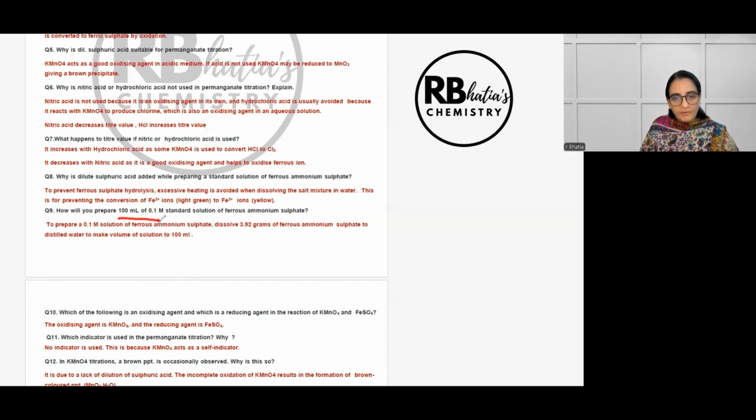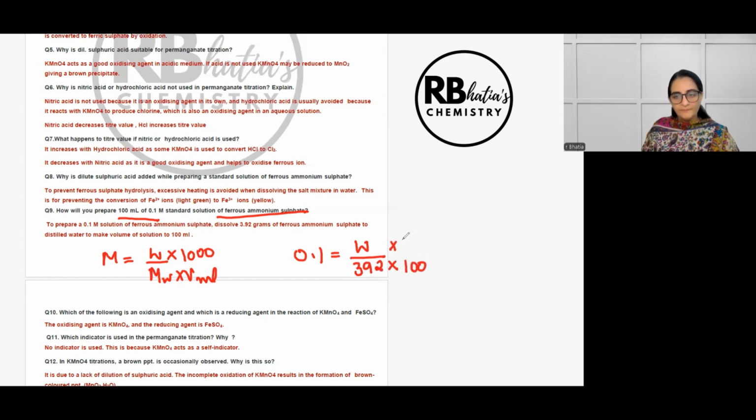Now, how will you prepare 100 ml of 0.1 molar standard solution of ferrous sulfate? What are you going to do? Molarity is equal to W upon molecular weight into V in mL into 1000. This is the formula. So your question is 0.1 molar. You have to find the weight to be used. The molar mass of Mohr salt is 392. You want to make 100 ml. And to convert ml to liter, we are going to put 1000. When you cancel this off, you get 10. So W is going to be 392 upon 10.